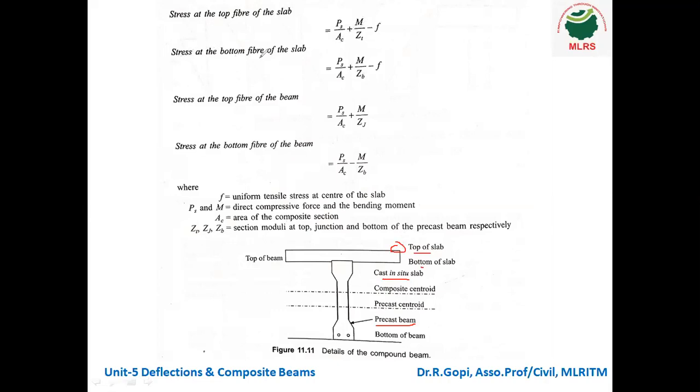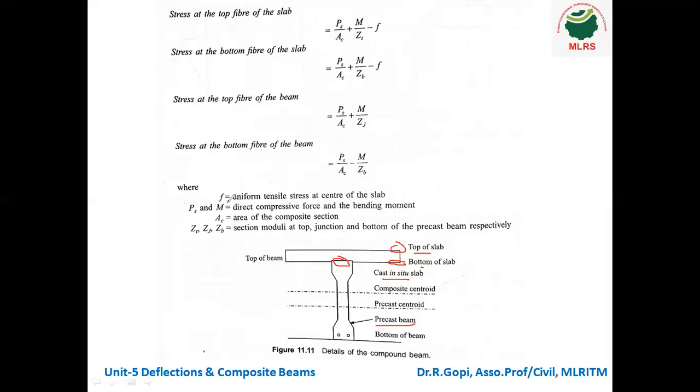Next, the stress at the bottom fiber of the slab, which is at the junction: Ps divided by Ac plus M divided by Zb minus F. Next, the stress at the top fiber of the beam: Ps divided by Ac plus M divided by Zj, where Zj is the section modulus at the junction. Next, the stress at the bottom fiber of the beam: Ps divided by Ac minus M divided by Zb.